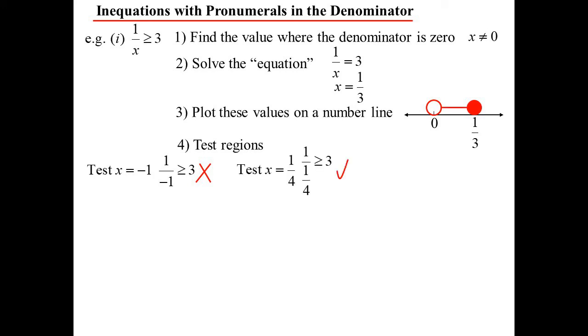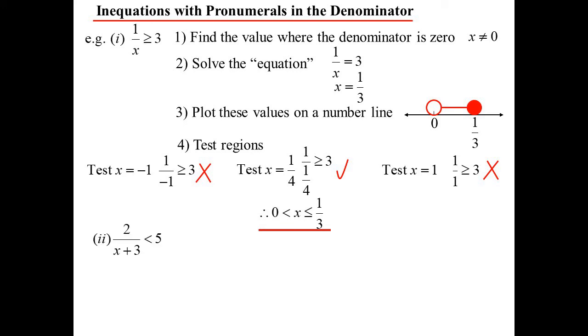I'll test a quarter, because that's in between 0 and a third. Sub that in. 1 over a quarter is greater than or equal to 3. Yes it is. So I know I'm in between. And let's do the right-hand side. We'll test x equals 1. 1 is greater than or equal to 3? No, it's not. There's my solution. X is in between 0 and a third, but not including the 0.